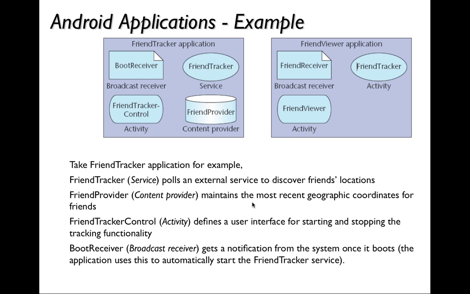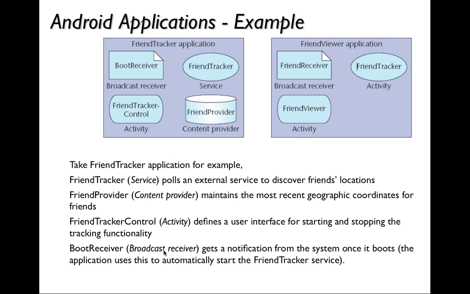And then we have a friend tracker control activity that runs the GUI, defines the user interface for starting and stopping the tracking functionality. So we have a GUI. Although this application over here has this, we also have this service that runs in the background as well. And then we have the boot receiver, or the broadcast receiver. So that's working with the broadcast receiver. Very similar to content providers.